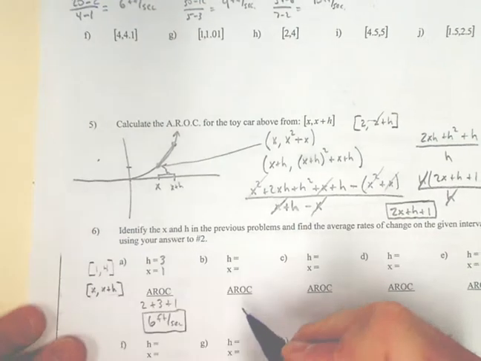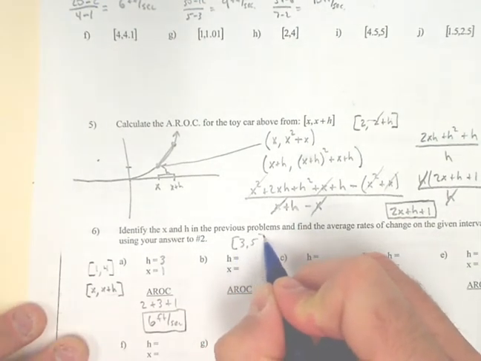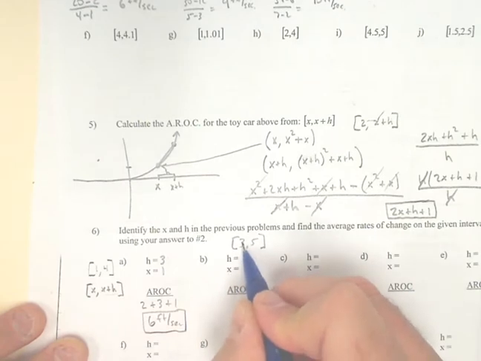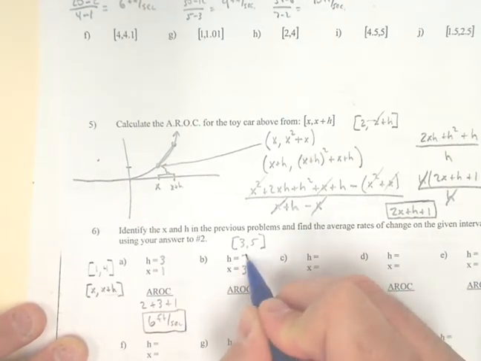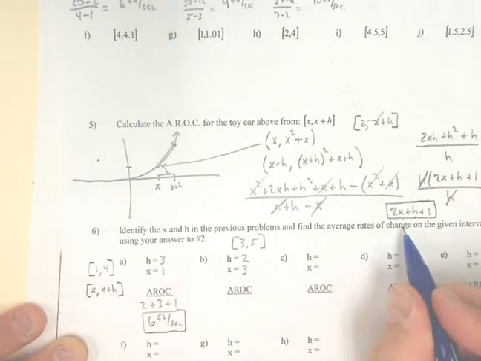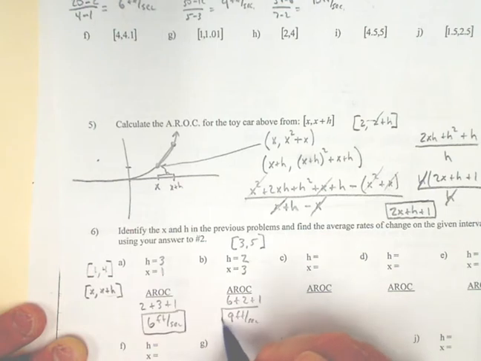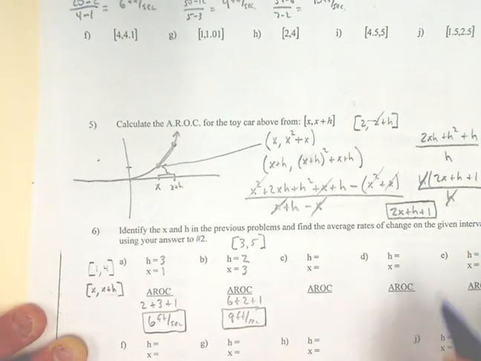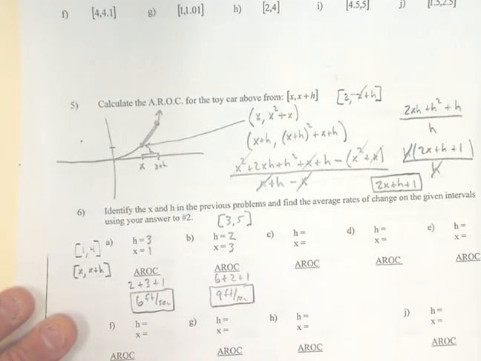I have time to do one more here. We are working with 3, 5. So the x value is just the first number. In this case, it's a 3. H is the distance between those guys. It's a 2. Now we plug that into our expression there. We get 6 plus 2 plus 1, which is 9 feet per second. That's what we got up above. So continue to use that expression to check to make sure your long ways up above are all correct.